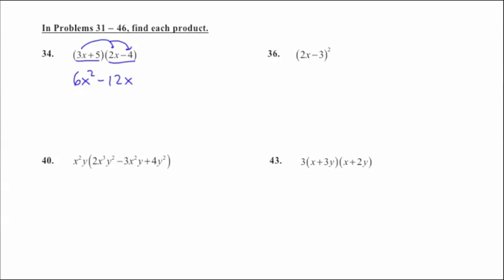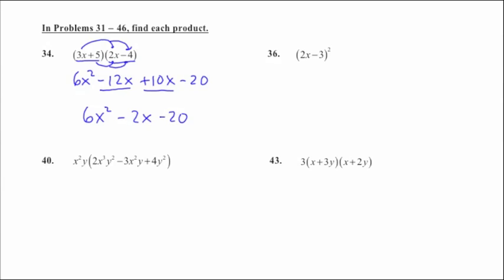Now I need to distribute the 5. So I'll distribute the 5 to both of those terms. 5 times a positive 2 would give me a positive 10x. And then 5 times negative 4 would give me a negative 20. Now I'm just going to look to combine my like terms, and those are conveniently located right next to each other in the middle. So 6x squared, a negative 12x plus 10x is going to give me negative 2x, and then minus 20. So there's my simplified expression when I get done multiplying those two binomials.